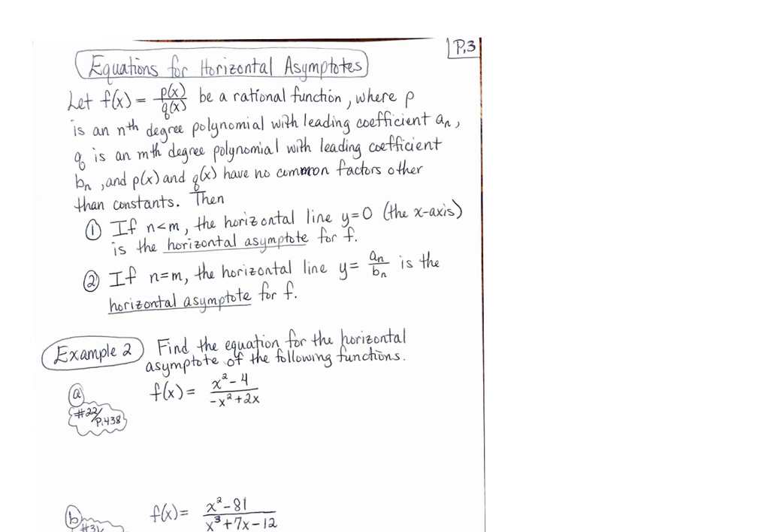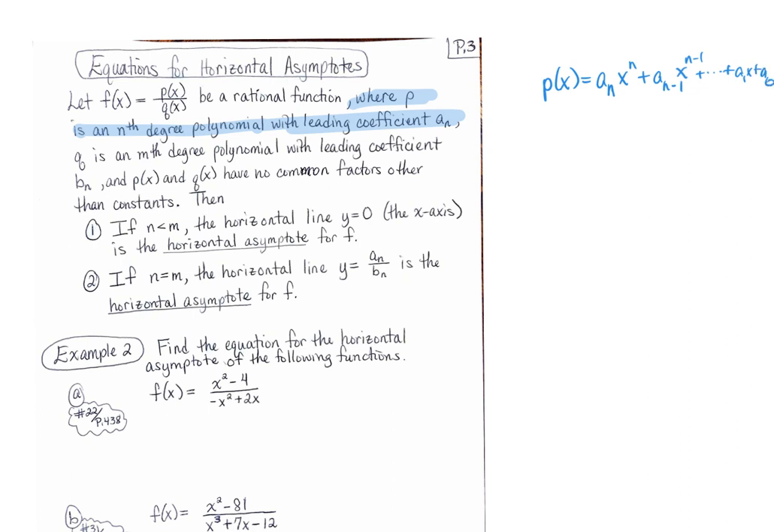Suppose that P is an nth degree polynomial with leading coefficient a sub n. This means P of x is equal to a sub n x to the n plus a sub n minus 1 x to the n minus 1 plus everything out to a1x plus a naught. That's what it looks like.